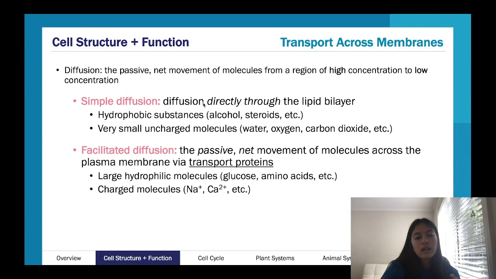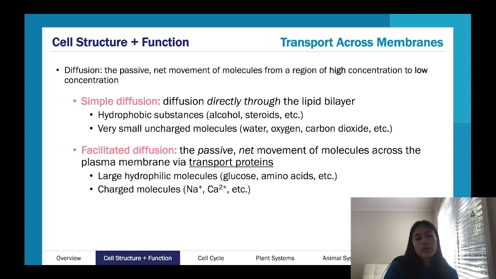So we can see here, things that travel by simple diffusion are hydrophobic substances. This makes a lot of sense. You may think, the heads are hydrophilic, so how do they get through? The heads are only little, so they can just weave their way through, really. But if you're thinking about alcohol, steroids, these hydrophobic substances, they interact with the hydrophobic tail portion because they're the same. They're hydrophobic. So that's why they just scoot straight on through.